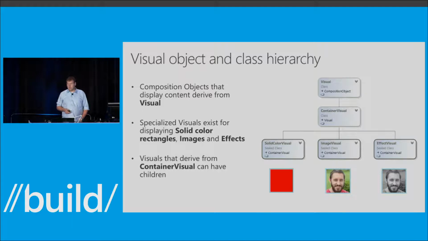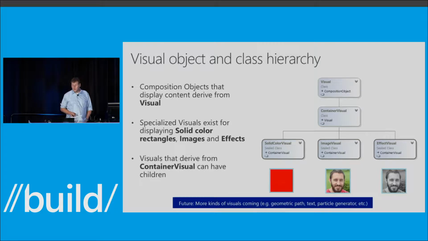Now, not surprisingly, the fundamental construct of the visual layer is the visual. Visuals all support things like positioning, clip, and opacity, but there's also specialized visuals for displaying content. Things like solid color, image visuals, and effect visuals. We'll talk a bit more about the effect visual when we talk about the effect pipeline a bit later. The last type of visual that's worth talking about is the container visual. This allows you to create parent-child relationships and to be able to create a tree of visuals. Now, an important thing to note, and this is something that's going to be a resounding theme throughout this talk, is that there's more types of visuals coming. This is just the first set. You can see a few examples of some of the things that we're thinking about here.